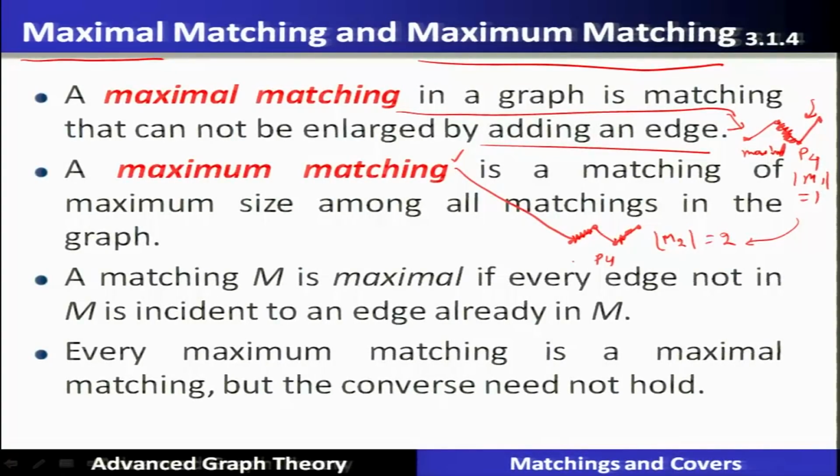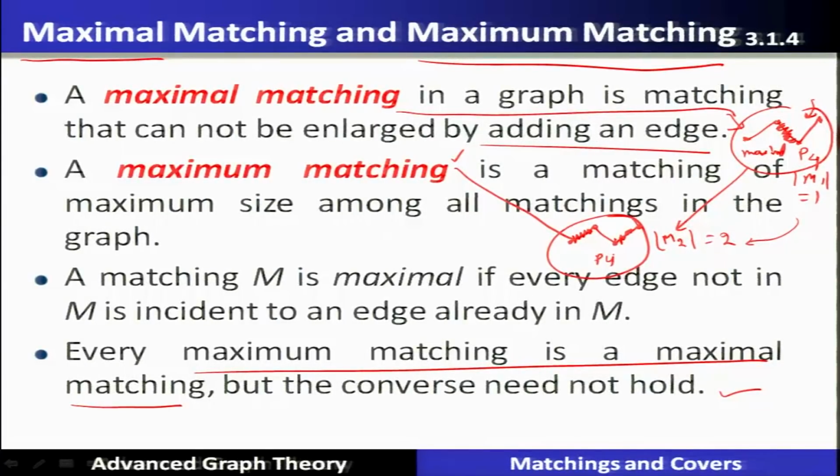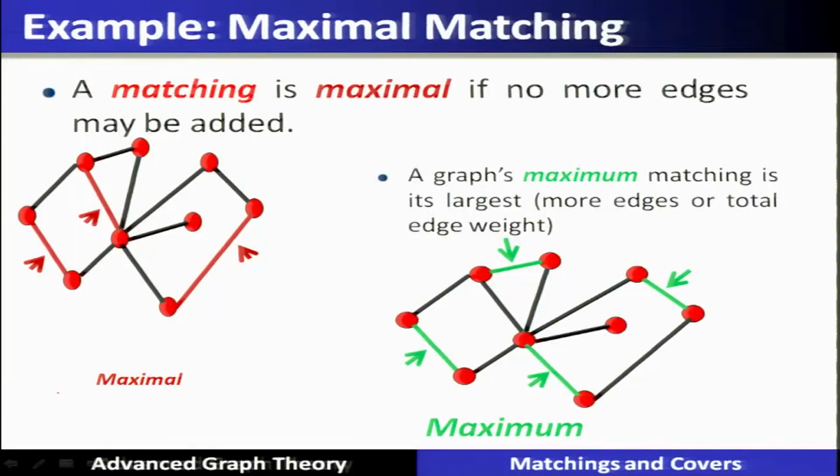Now this maximum matching can be maximal also in some situations, but the converse need not hold. In this particular example, this is a maximal matching, but is not a maximum one, but a maximum matching can be a maximal matching. That is what is written over here. So every maximum matching is a maximal matching, but the converse does not hold. So we will see through another example these concepts, maximum and maximal matching, and their contrast.